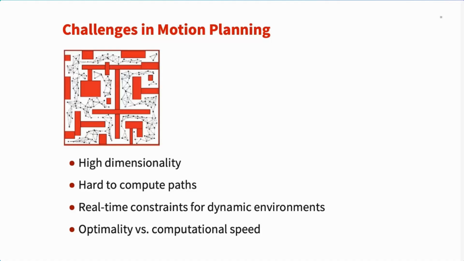The third is real-time constraints for dynamic environments, meaning that a path may need to be computed quickly depending on the task that the robot needs to accomplish. And sometimes there is not enough time for this to be computed quickly. The last is optimality versus computational speed, meaning do we want the most optimal paths for the robot to traverse or for the path to be computed quickly?